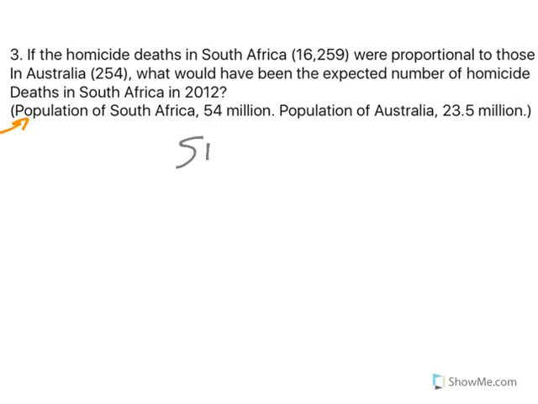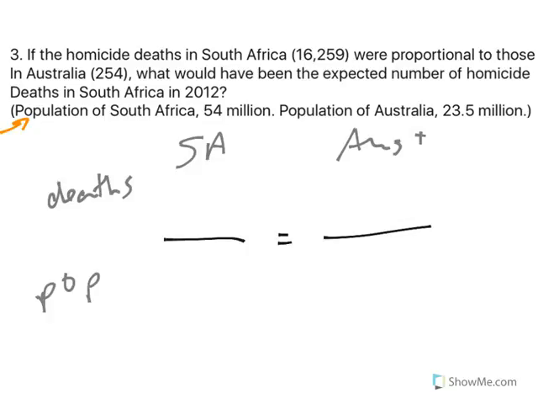So we're comparing South Africa to Australia, and we're talking about deaths, and the other thing that we can compare is population, because you've got to have 2 things to work with here. So let's go back, and what is the expected number of homicide deaths in South Africa? South Africa deaths. That's where the X goes. We're playing the what if game. Everything else we can fill in with what we know.